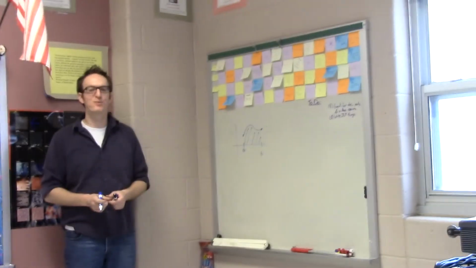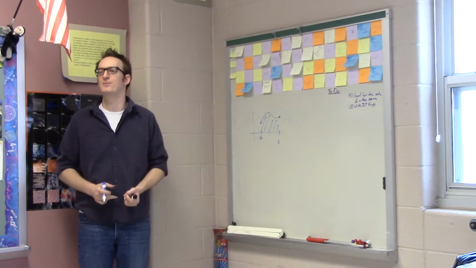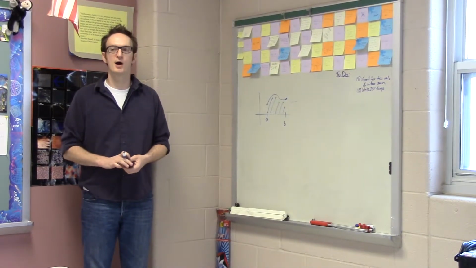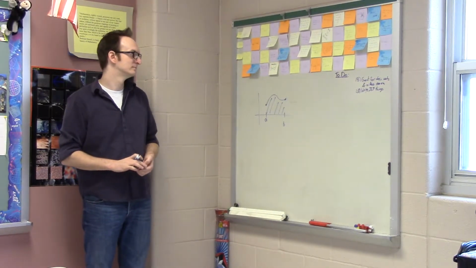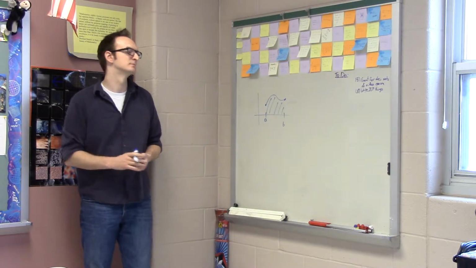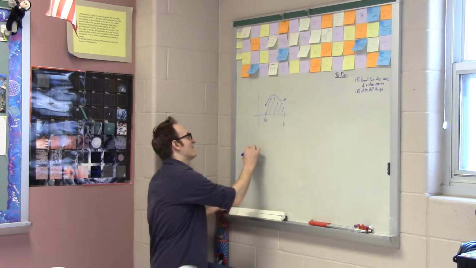You should probably turn the camera. Yeah, what is the point of the area problem? Why do I care about the area problem? Because if you have a velocity versus time graph, and you multiply them together, you get the area under the curve. Yeah, that's right.